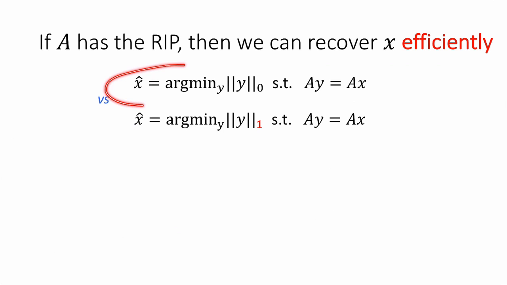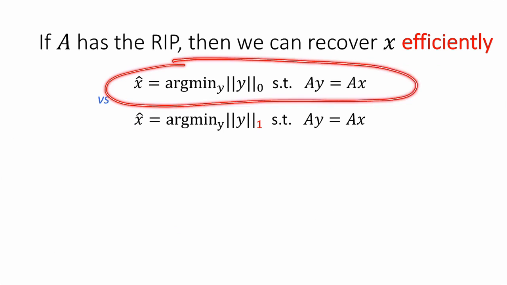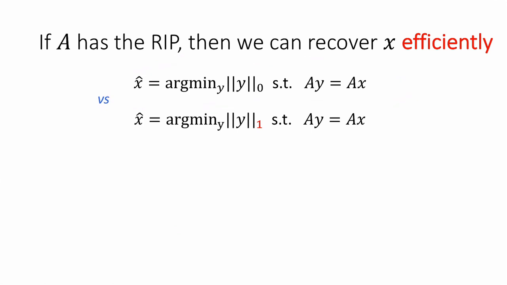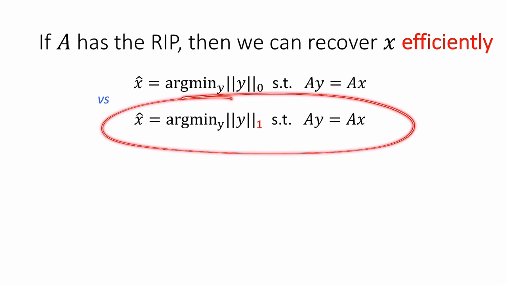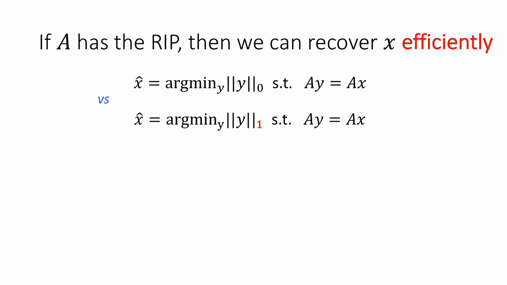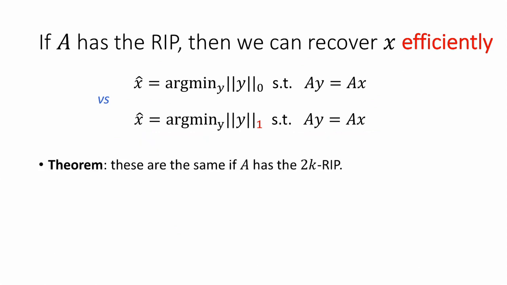On the previous slide, we said that we wanted to solve this problem, find the sparsest y that agrees with our observations. And we said that that was hard. But what if instead we consider this problem? Let's find the y with the smallest L1 norm that agrees with our observations. You can view this as sort of a relaxation of our original problem. This second problem is nice because it turns out that it's efficient to solve. You can do it by solving a linear program. Moreover, it turns out that if A has the 2k RIP, then these two problems are the same. That is, the x hat returned by this first problem is the same as the x hat returned by this second problem.